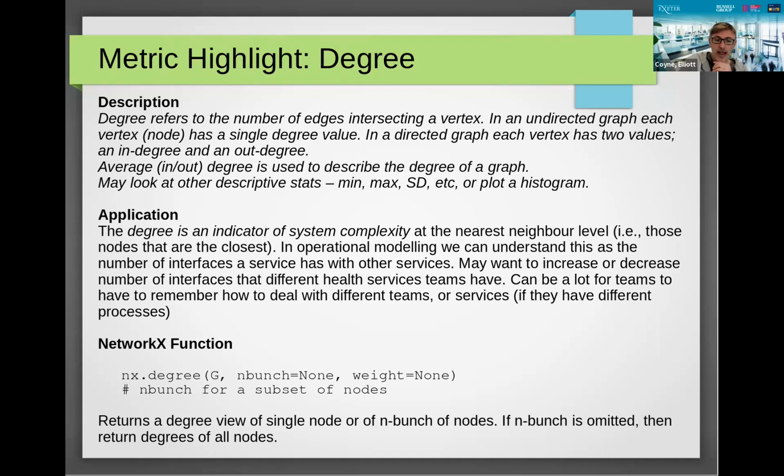And also, if there is any weighting to consider that hasn't been added to the graph, you can put that in as well. And then this is going to return a degree, either of a single node or a bunch of nodes or everything, if no bunch is specified. So relatively straightforward to be able to get that out. And as I say, you'll have a play with these shortly.